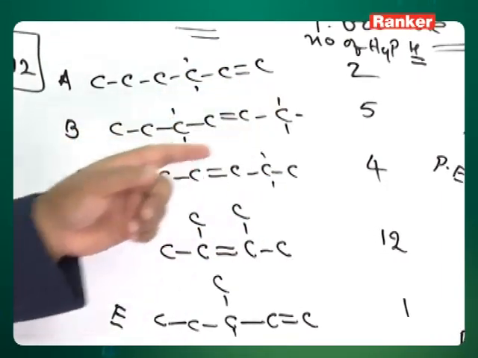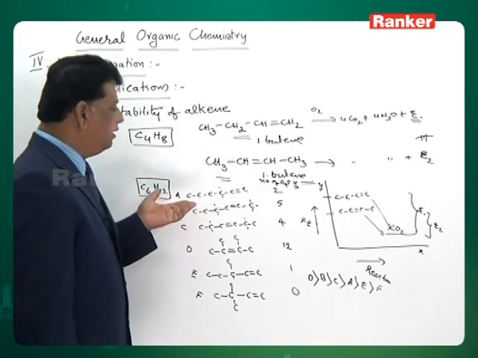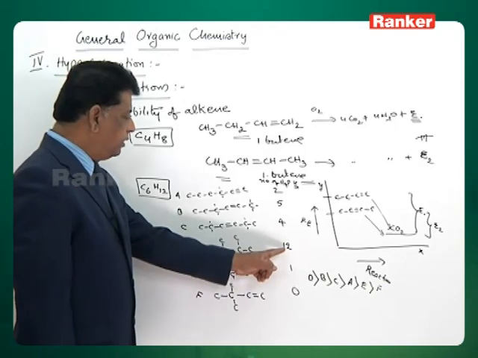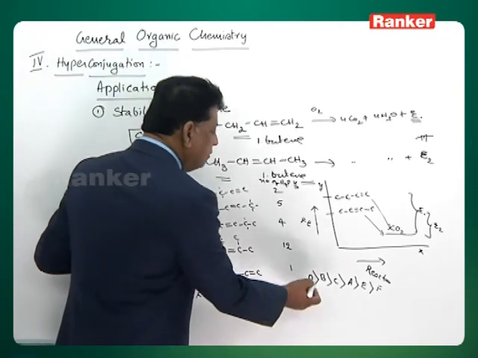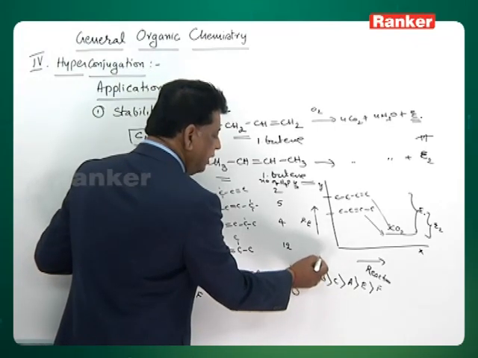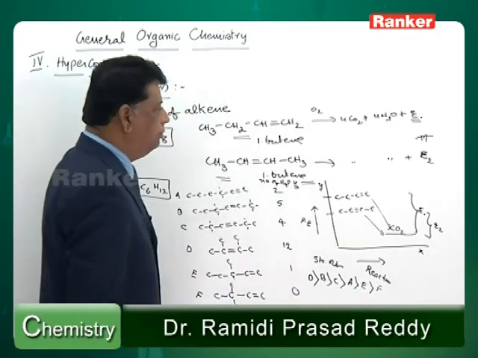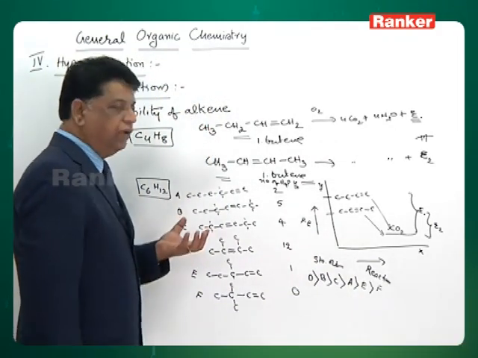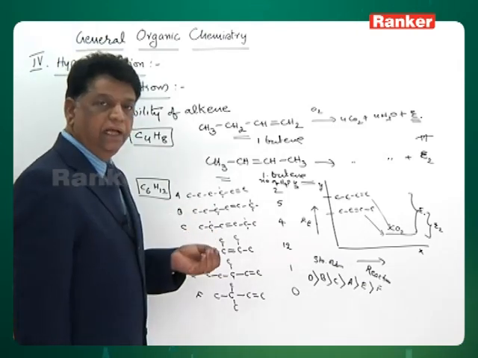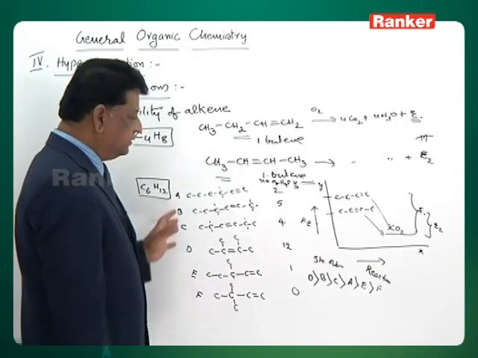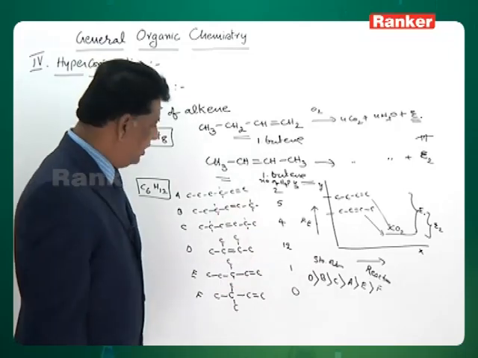The more the hyperconjugation, the stability will be more, its potential energy will be less, and energy liberated will be less. So with more hyperconjugation, the energy liberated is minimum. This is the most stable. This is the stability order, not the energy order, right? The more stable, less stable, and so on. F will be the least stable. So if a set of alkenes is given, you can count the number of hyperconjugable hydrogens and correlate the asked question with this number of hydrogens.